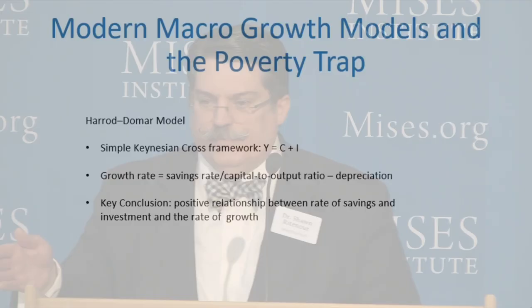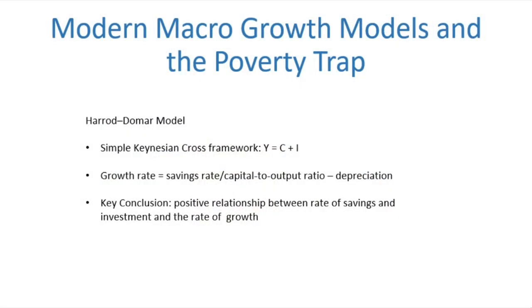Everything will be hunky-dory. And so what I want to talk about next is modern macro growth models and the poverty trap. There are at least three different models of growth theory you want to touch on. The first is the Harrod-Domar model. The Harrod-Domar model is the purest of the Keynesian type models.